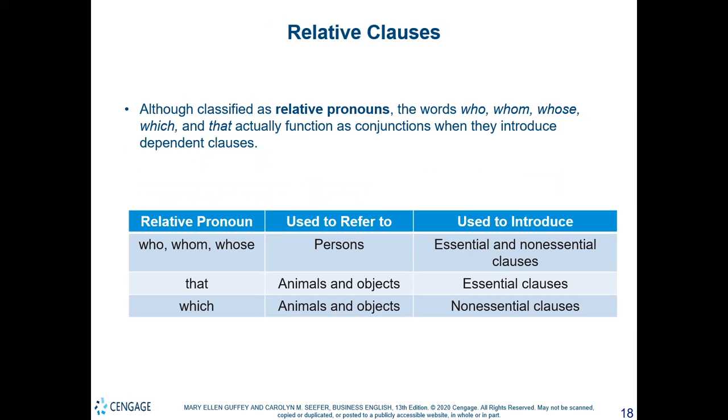Relative clauses. Although classified as relative pronouns, the words who, whom, whose, which, and that actually function as conjunctions when they introduce dependent clauses. The relative pronouns who, whom, and whose refer to persons and are used to introduce essential or non-essential clauses. The relative pronoun that is used to refer to animals and objects, and to introduce essential clauses. The relative pronoun which is used to refer to animals and objects and to introduce non-essential clauses.